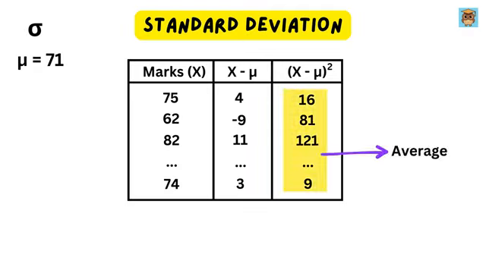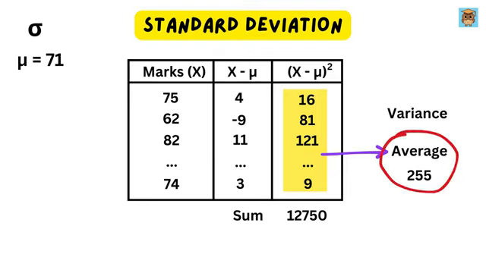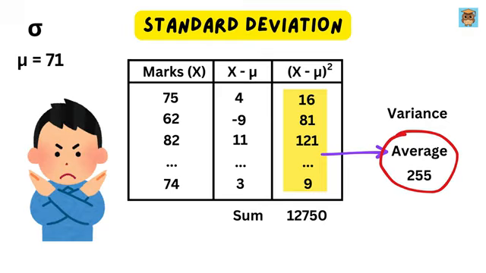Now, we find the average of these squared values. Find their sum, which turns out to be this, and then divide it by 50 to get 255. We divided by 50 because we have 50 students. This value is called the variance. It tells us the average squared difference from the mean. But we are not done yet.